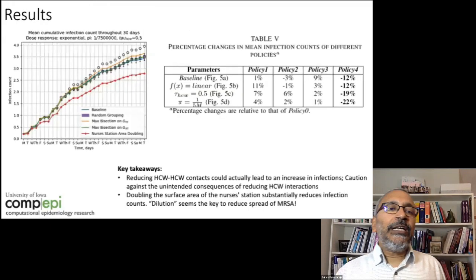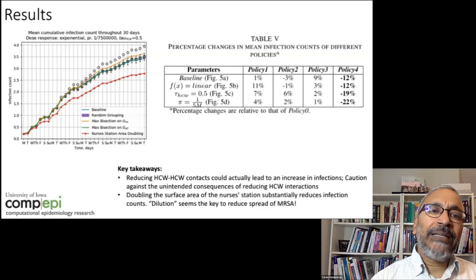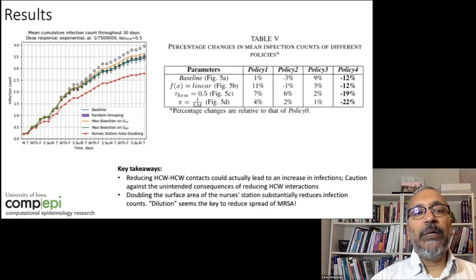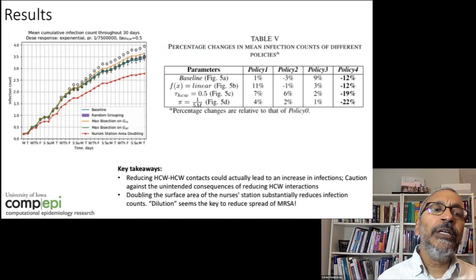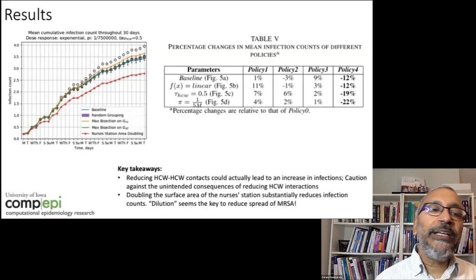And interestingly enough, what we discovered is that the policy that has the biggest impact in reducing MRSA infections happens to be the one that increases the size of the central nurses station. And it seems as though dilution of pathogen, because these healthcare professionals are occupying a much larger space in the center, seems to be quite important here.